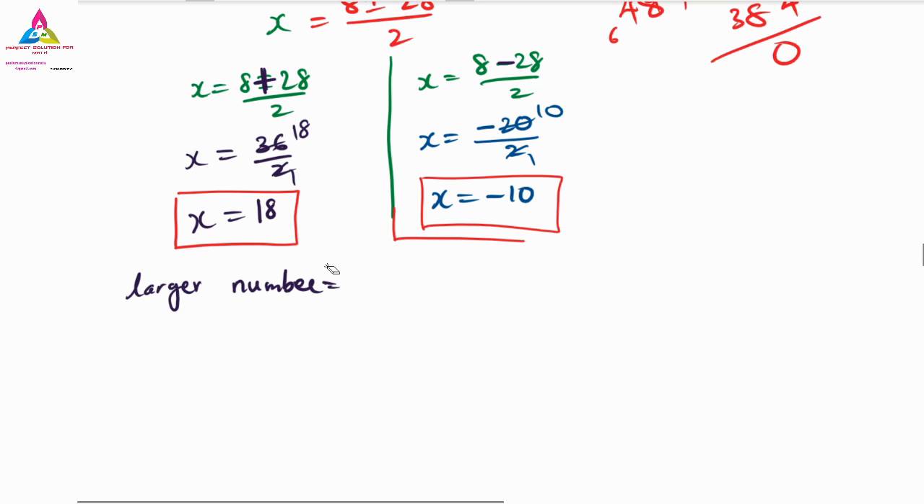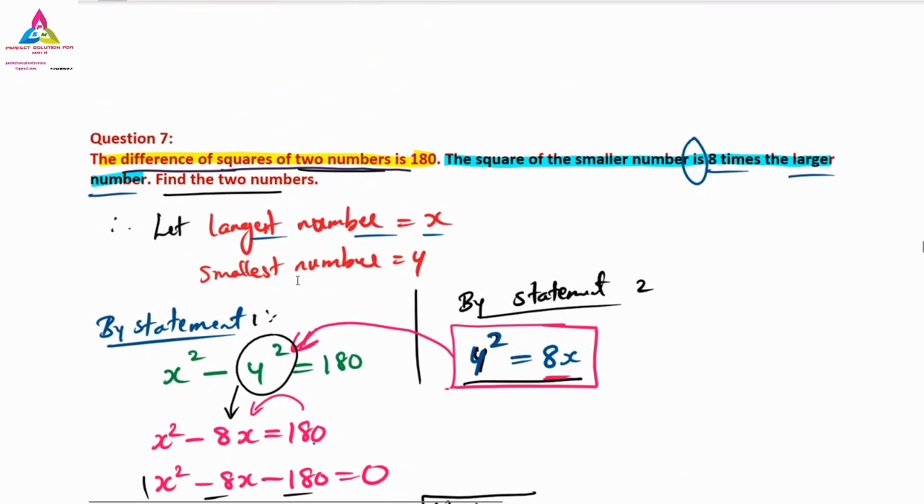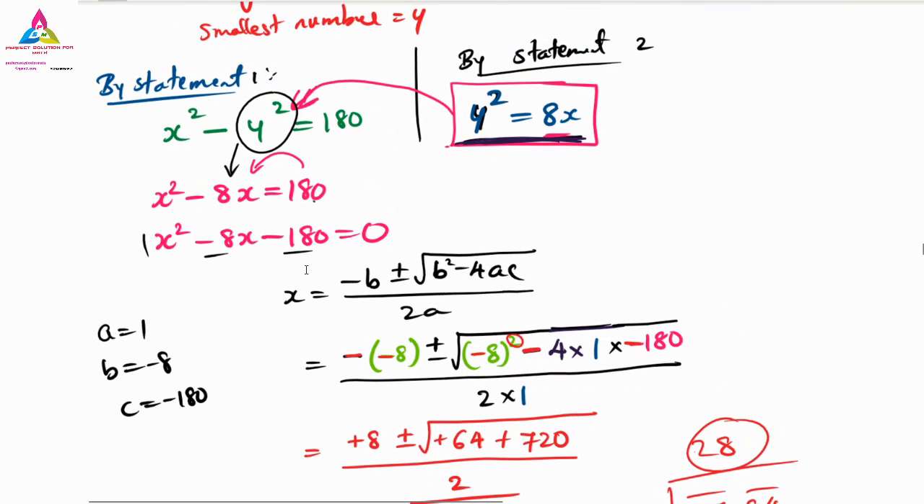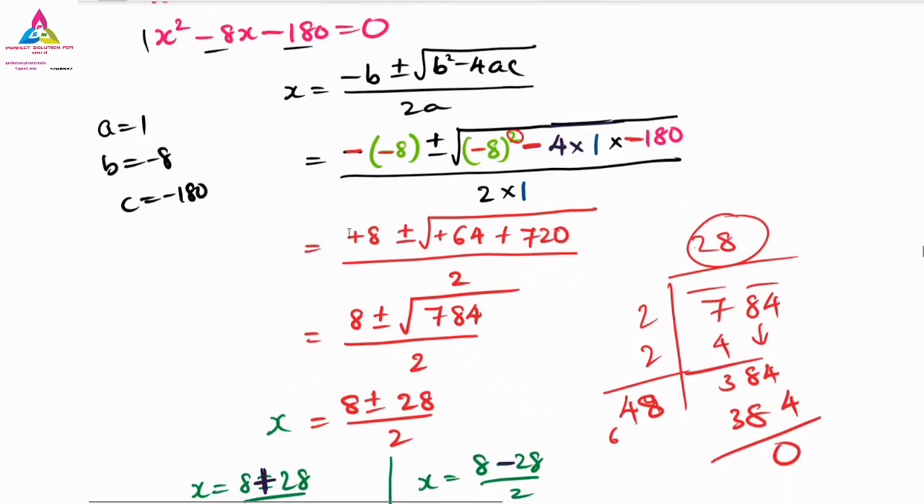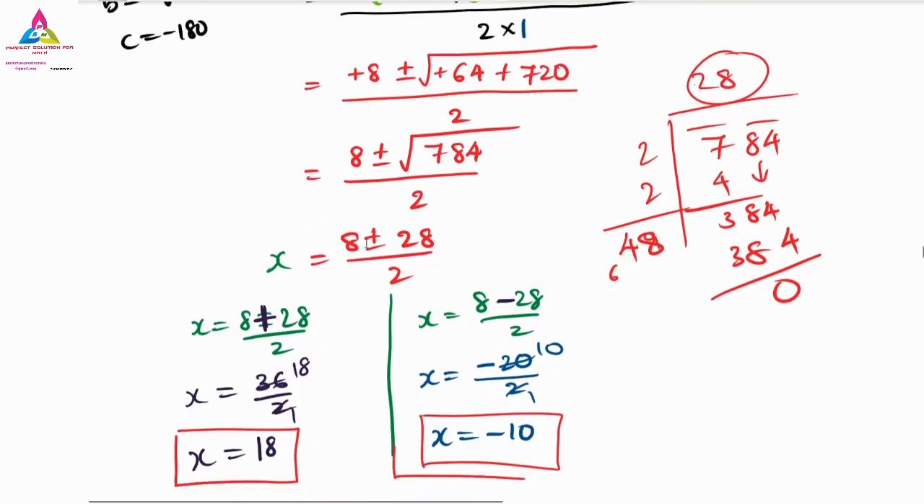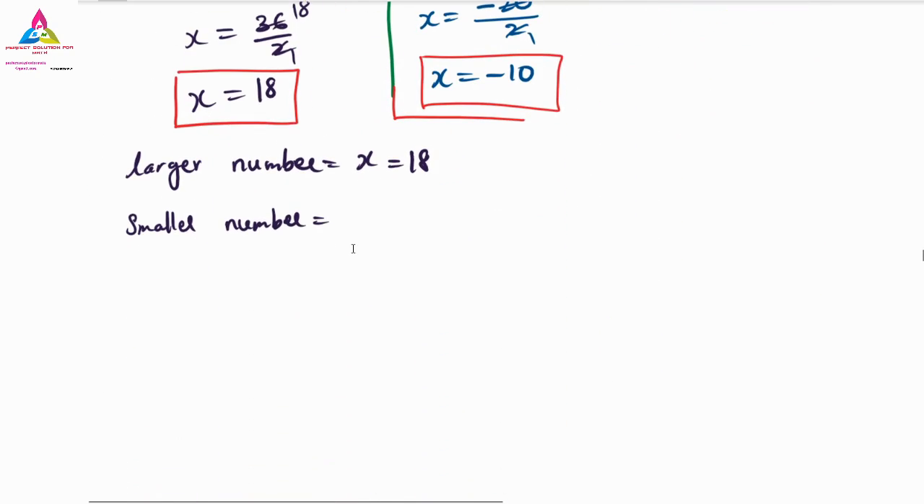I can write it down directly. But what is the smaller number? We know the smaller number equation: we took the smaller number as y, and y square is equal to 8x. So we take 8x, not x minus 8. Where did we get x minus 8? No. We have got y square is equal to 8x.